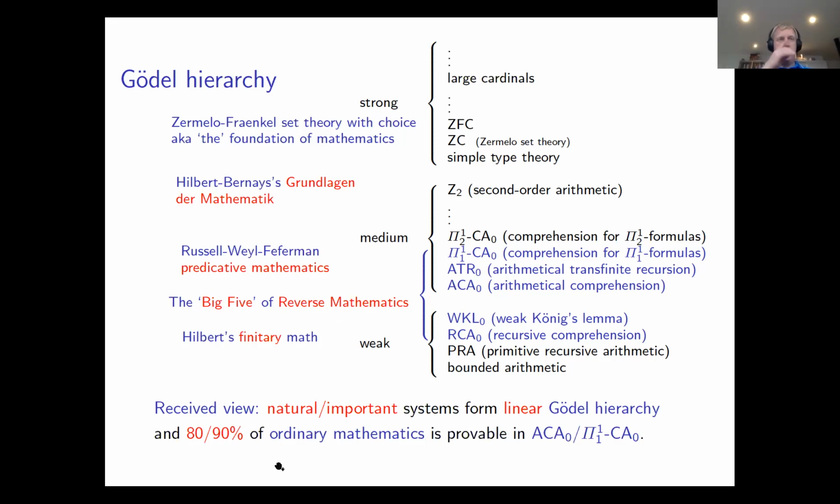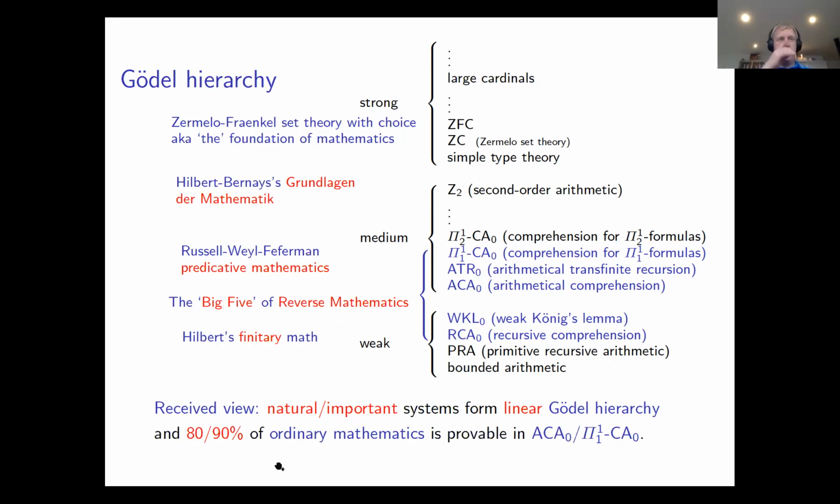And some reverse math of topology actually lives here, as shown by Steve Simpson and his student Carl Mummert. So this is where ordinary math lives. And that's really nice. I mean, it's a nice conceptual picture. As I said, I don't agree with it 100%, but it's still mostly true.